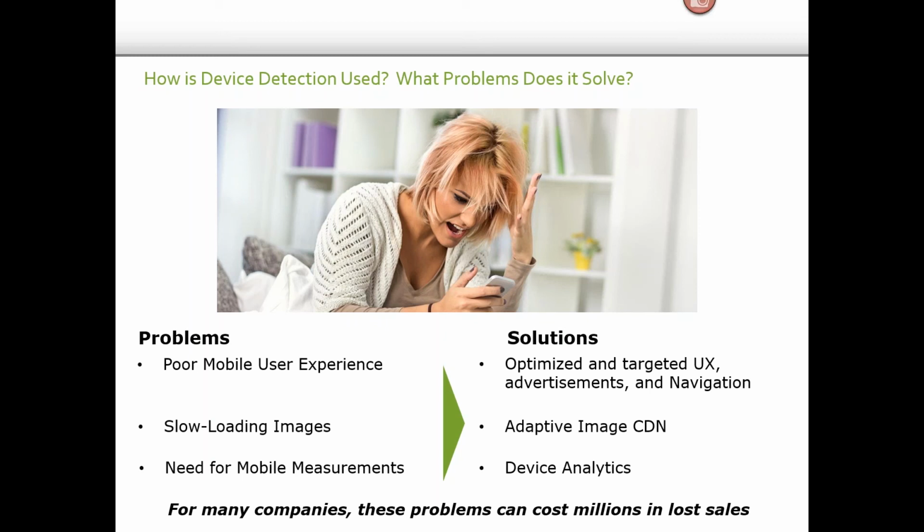Likewise, there are solutions that we have that adapt the images and optimize them and deliver them through a content delivery network, or CDN. And then finally, there are solutions that provide you analytics that you can put into your data warehouse and help to identify some of the trends that you're seeing in your mobile sessions. And these problems can cost millions of dollars in lost sales or other poor outcomes for companies. So they really need to pay attention and fix them.